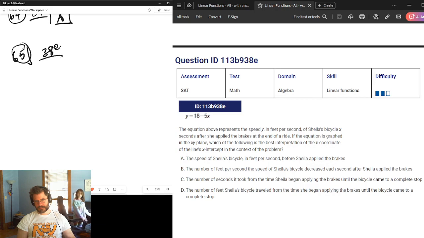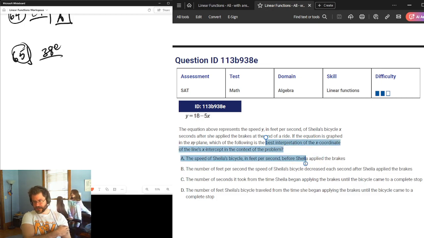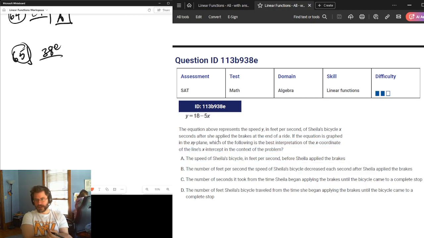38E. Another concept question. Just skipping to the bottom of the phrase here, the best interpretation of the x coordinate of the x-intercept. That's when y is 0, remember. So the function equals 0 when this side equals 0. So 18 minus 5x.